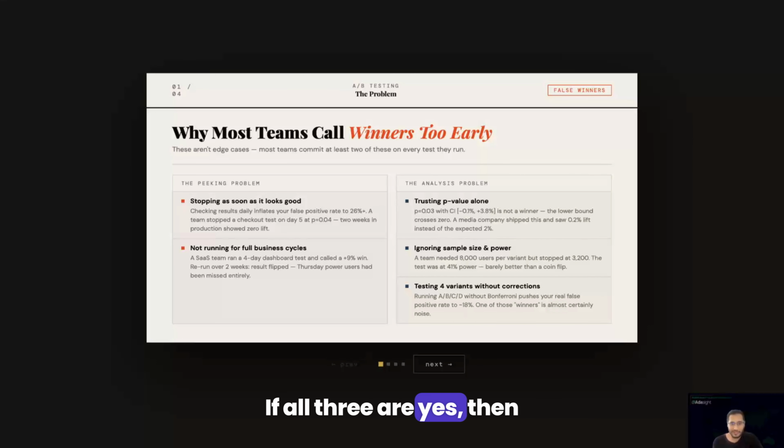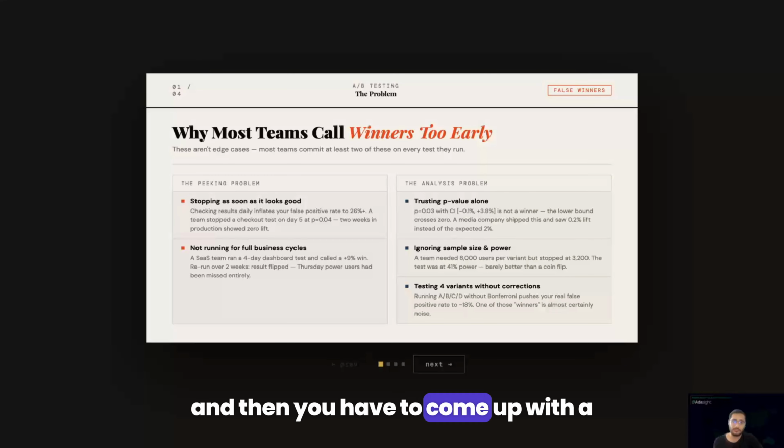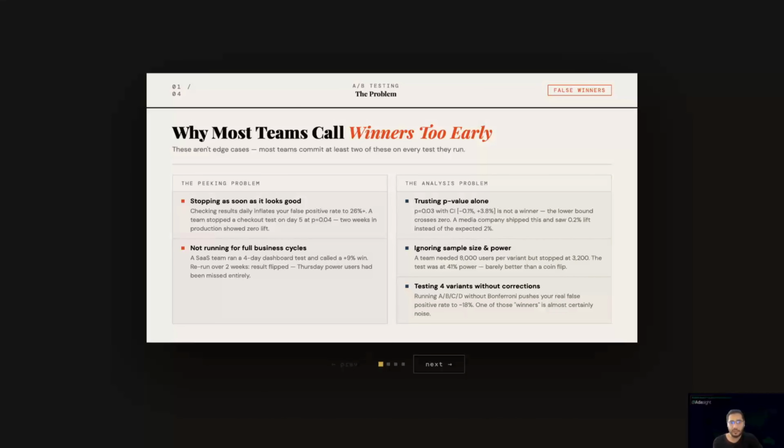If all three are yes, then you ship the variant. If there are mixed results, then you don't ship yet. You have to keep your experiment running for a bit longer. And if all three are no, you have to go back and think about more hypotheses. You have to document your learnings, and then you have to come up with a significantly more aggressive variant so that you can have the desired uplift that you would want to have.